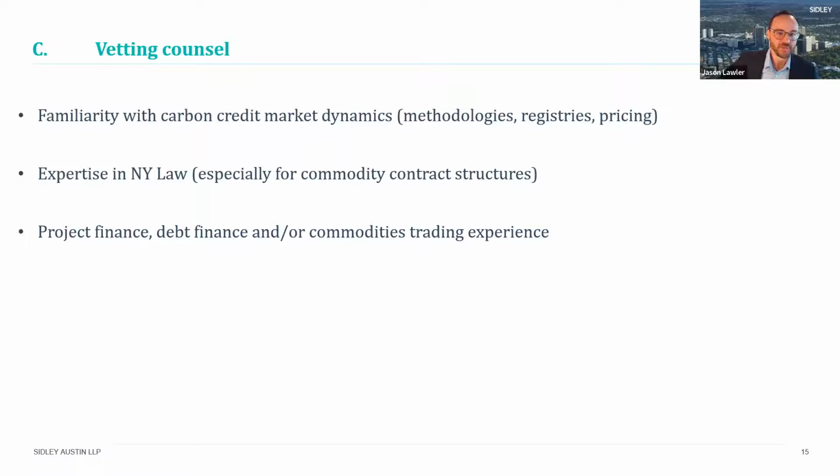It's helpful if they have expertise in New York law, particularly if you're looking at a forward contract or a spot purchase agreement, because ISDA documentation is generally governed by New York law. That's the market standard. And then it's also helpful if they have some direct experience, obviously, with carbon credit financings, or the most similar thing would be project finance, debt finance, or commodities trading.